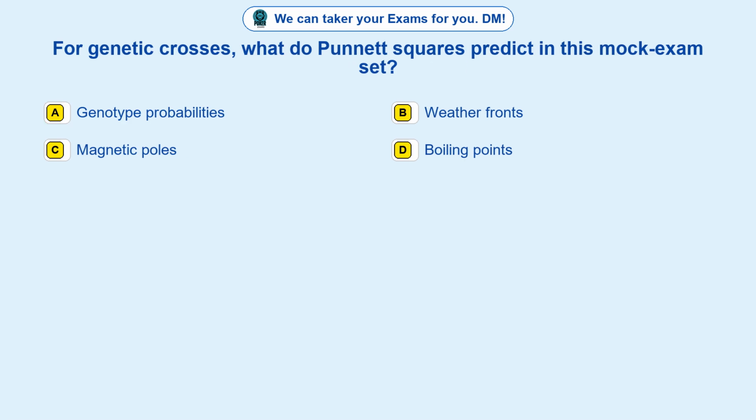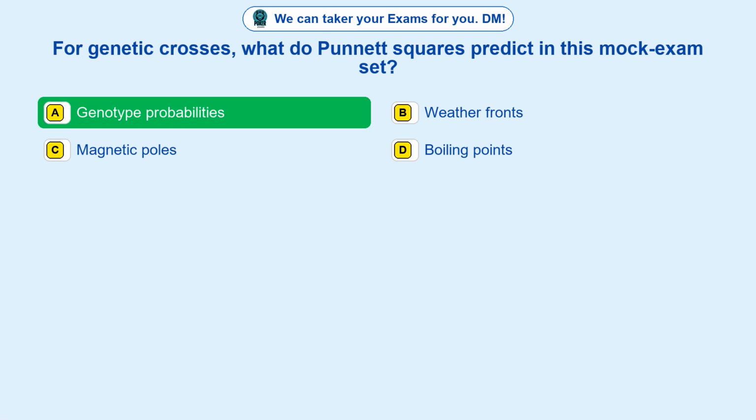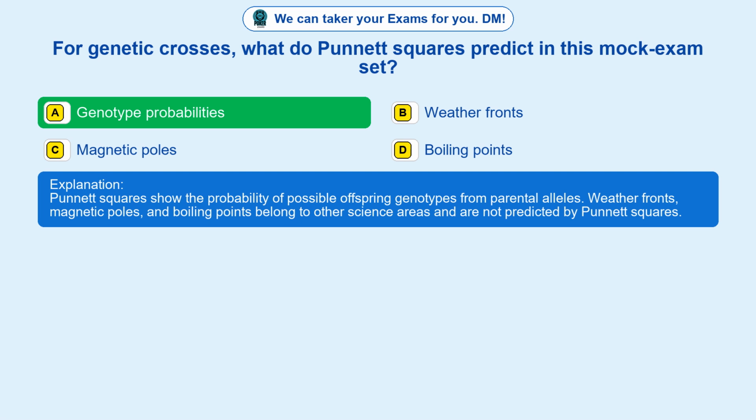Question 27. For genetic crosses, what do Punnett squares predict in this mock exam set? Option A, genotype probabilities. Option B, weather fronts. Option C, magnetic poles. Option D, boiling points. The correct answer is option A. Genotype probabilities. Punnett squares show the probability of possible offspring genotypes from parental alleles. Weather fronts, magnetic poles, and boiling points belong to other science areas and are not predicted by Punnett squares.